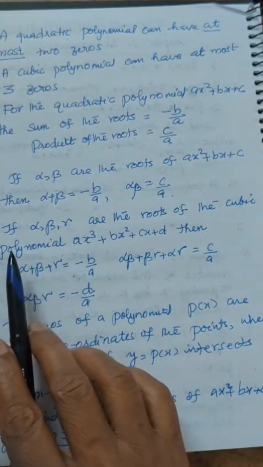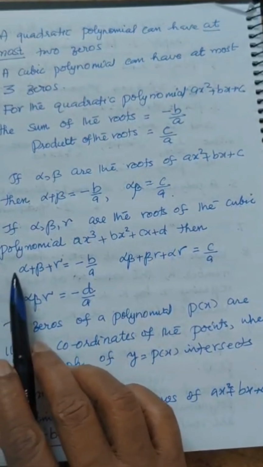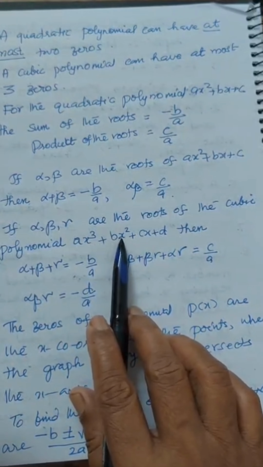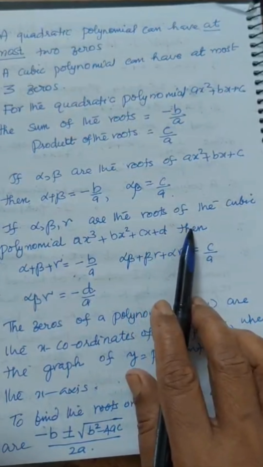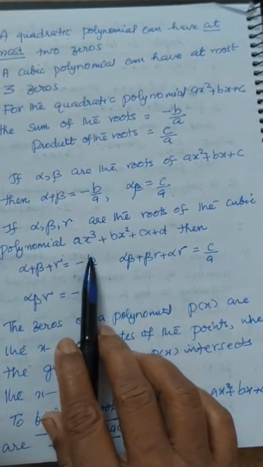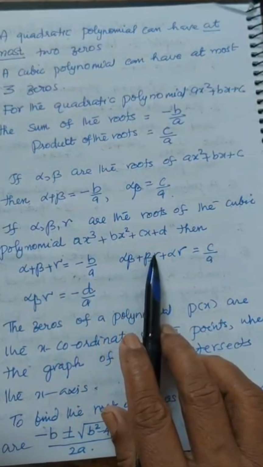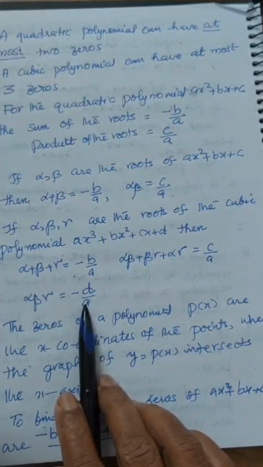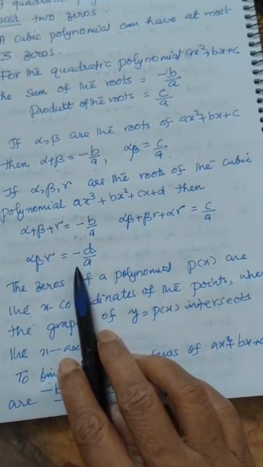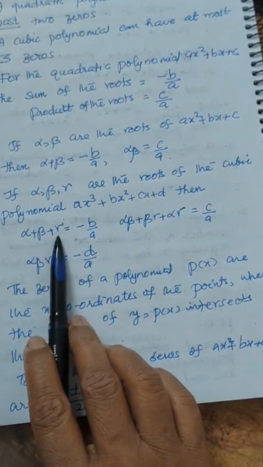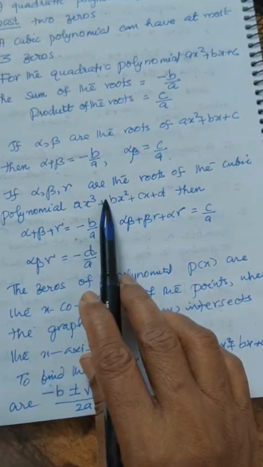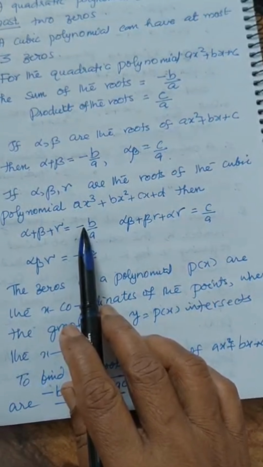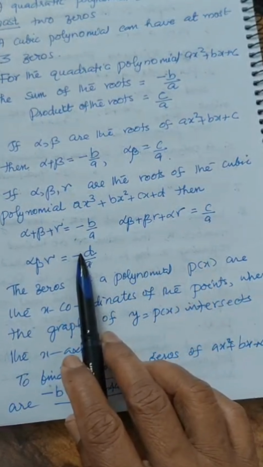Now, if alpha, beta, gamma are the three roots of the cubic polynomial ax cube plus bx square plus cx plus d, then alpha plus beta plus gamma equal to minus b by a, alpha beta plus beta gamma plus alpha gamma equal to c by a, and alpha beta gamma equal to minus d by a. Sum one at a time equals minus b by a, the coefficient of x square by the coefficient of x cube, that is alternate minus plus minus.